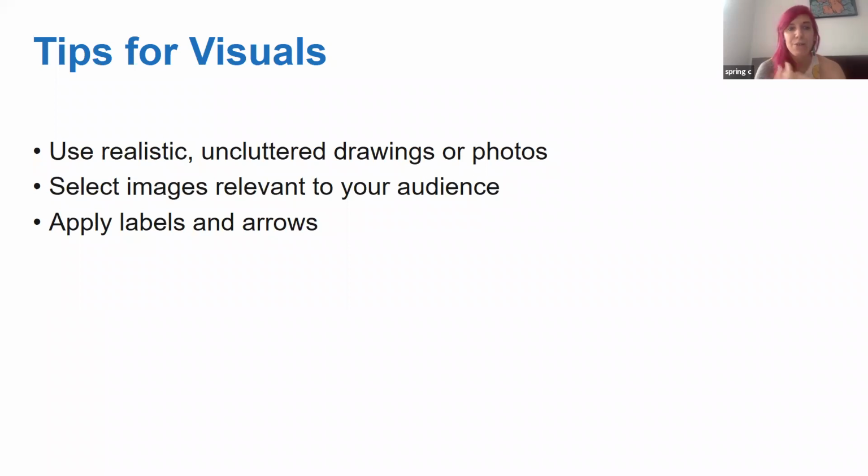Visuals, you want to use realistic, uncluttered drawings or photos. So sometimes you might see a very beautiful picture, but it just has a lot going on in it. And if there's a lot going on in it, again, that is taking away from this idea of simplicity. So the more complex the images are, if you're seeing labelings, you're seeing a lot of things happening in the image, probably not the best choice for your materials. And then again, really selecting images that are relevant to your audience.